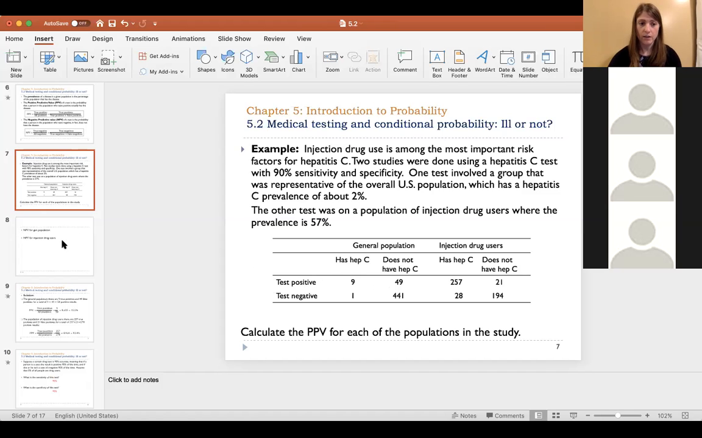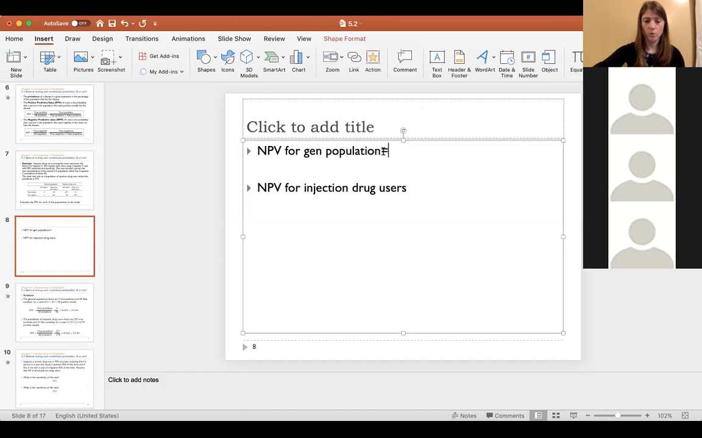So when we calculate our NPV, we're going to do 441 true negatives out of 442. So I want you to focus on the fraction for a second. Make sure we got that part right. And then I didn't drop it into Desmos yet, but if we just do 441 out of 442, notice that's 0.9977, super high, right?